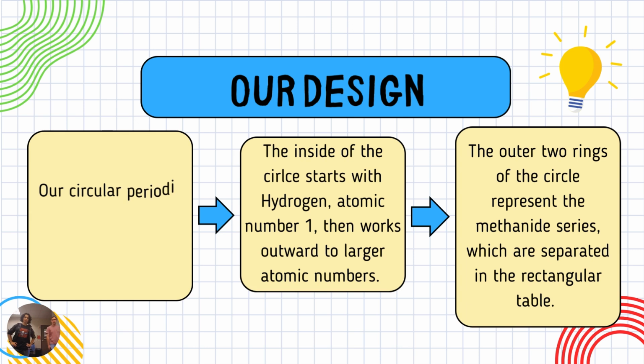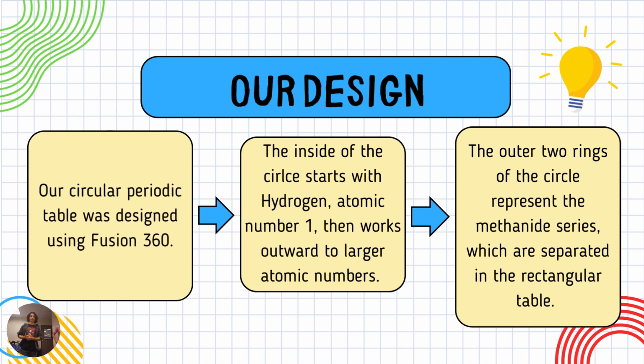Okay, so our design was designed using Fusion 360, and the inside of the circle starts with hydrogen, which has the atomic number 1 and works its way outwards in a counterclockwise motion. And then the outer two rings of the circle represent the lanthanide series, which are separated in the rectangular table. There are a bunch of other nuances to our design, such as color-coded sections and a variety of other things that we'll explain in the next slide.